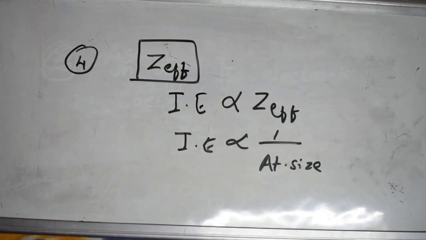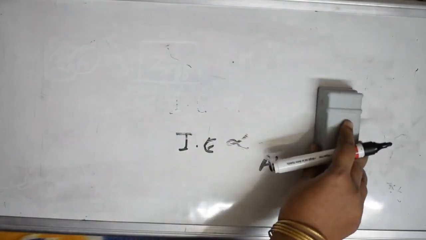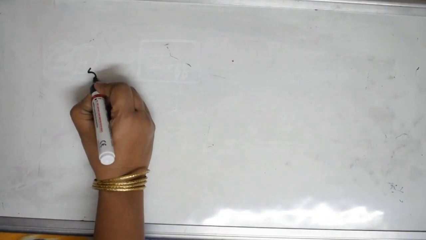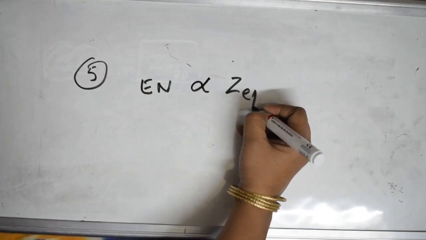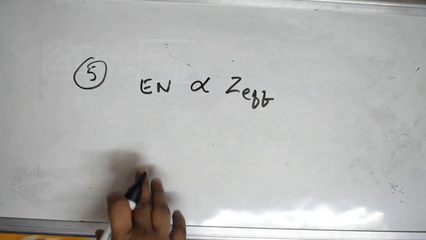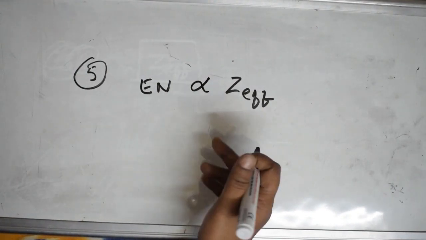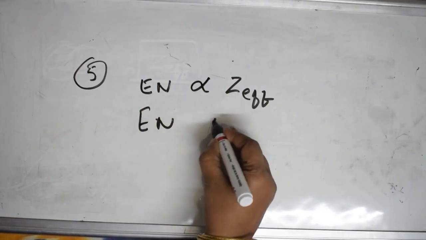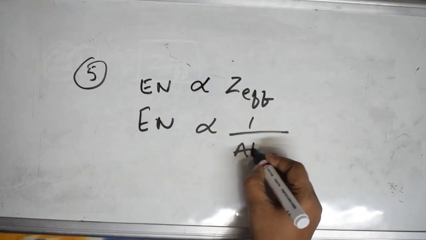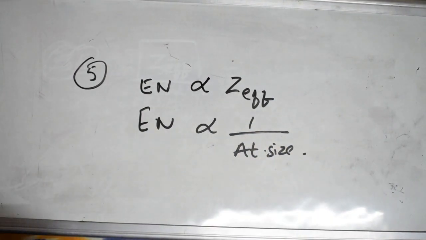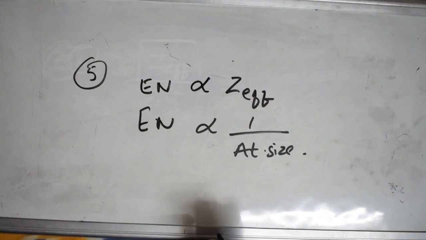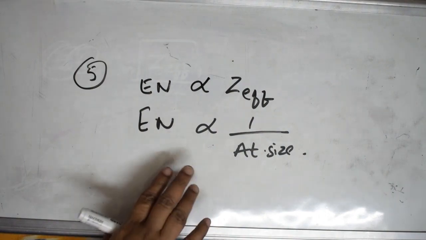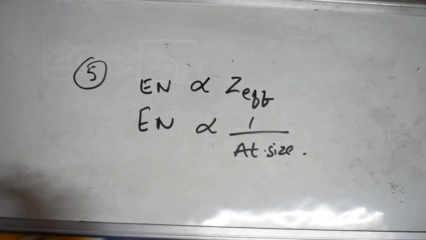Next important thing, if I have to speak in terms of electronegativity, I'll write that as the fifth trick, which is very important for you. In the fifth trick, electronegativity is directly related to Z effective, the ability to attract the electron. So this is directly related. And in terms of atomic size, it is inversely related to your atomic size. Remember this. You can directly apply this concept if they ask you an electronegativity question in the exam and answer that particular trend.